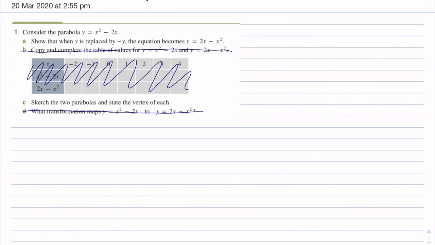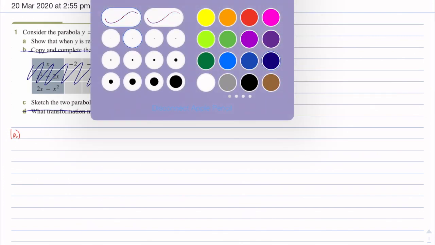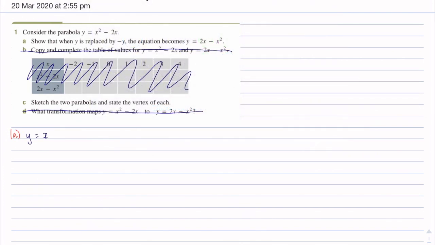So, for 1A, we've got y equals x squared take 2x. But what they want us to do is replace y with minus y. So instead of y, I'm going to do minus y. Negative y equals x squared take 2x. Now, yes, they told me to sub that in, but no, I can't just leave it there, because you can never leave something with negative y equals. I need to end up with just y equals.